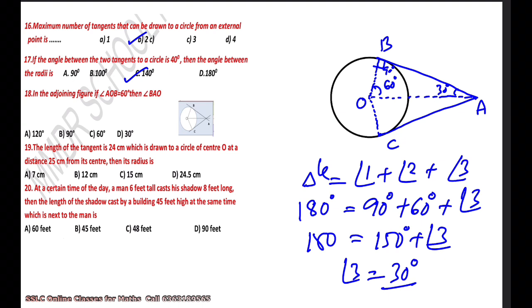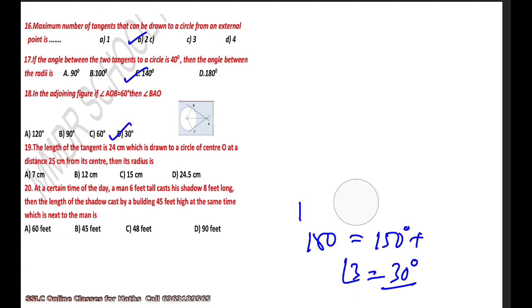So angle BAO we need to find out. BAO means this angle, so it is going to be 30 degrees for us. Option D is the right answer for this. I hope this is understood.